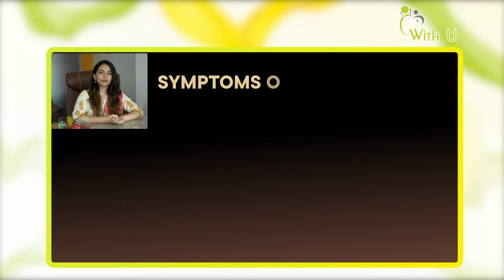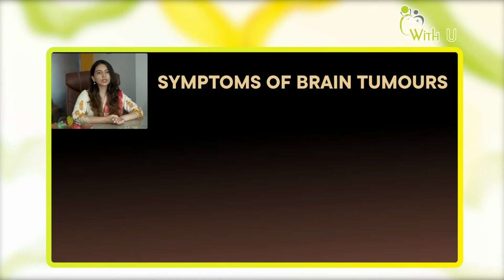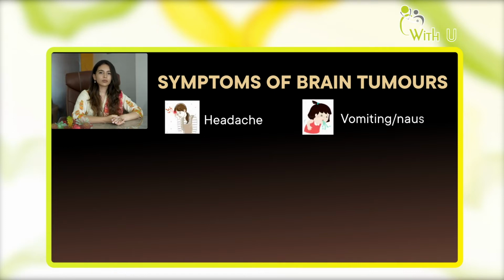What are the symptoms of brain tumors? There is a wide spectrum of how brain tumors would present. It depends on the size and location of the tumors. As the brain tumor grows, it compresses the nearby structures and causes symptoms in the patient. The most common symptoms are headache, vomiting, nausea, and convulsions.